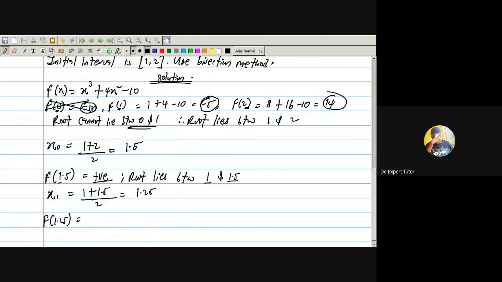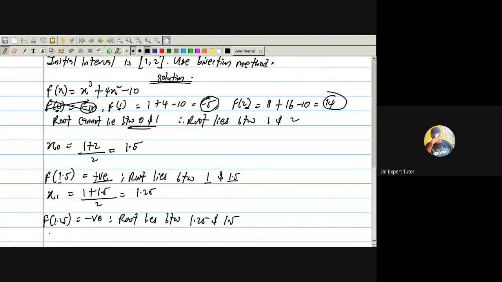Good. Now, when you get that 1.25, again, take f of 1.25. Do I have positive or negative? It's negative. Yes. Okay, negative. Now, what do you observe? Since it's negative, root lies between which one and which one? Root lies between 1.25 and 1.5. Exactly. Because 1.5 will be positive. That's how you keep doing it again and again.